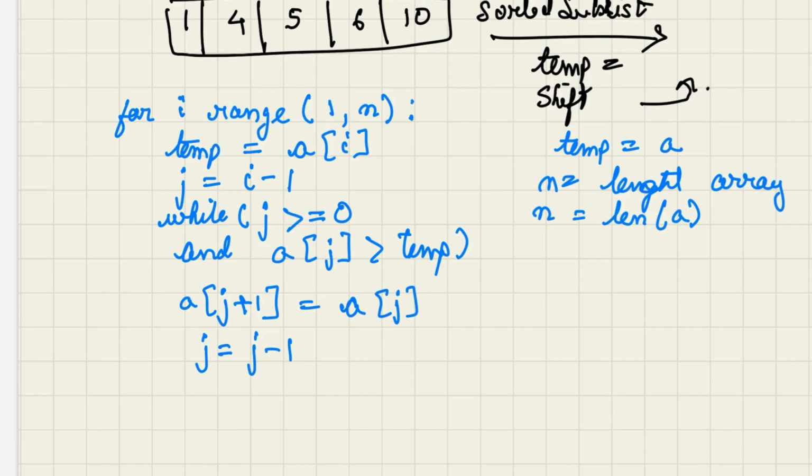Then I will come out of this while loop, and after the while loop, I will assign my temp value to my A of j plus 1. So this is my whole code by which I will be achieving the insertion sort.